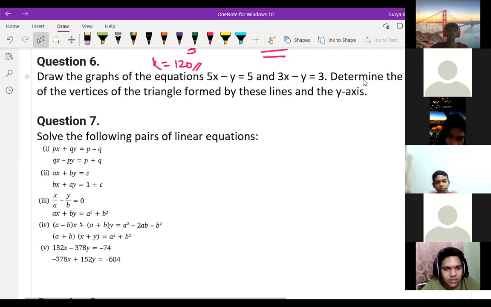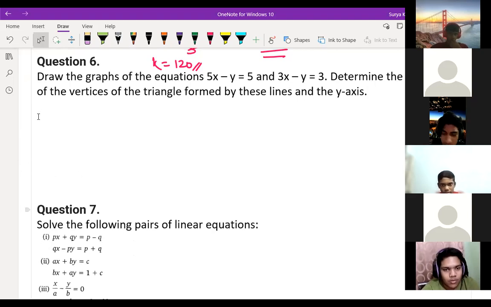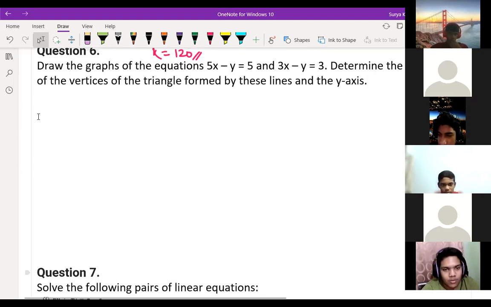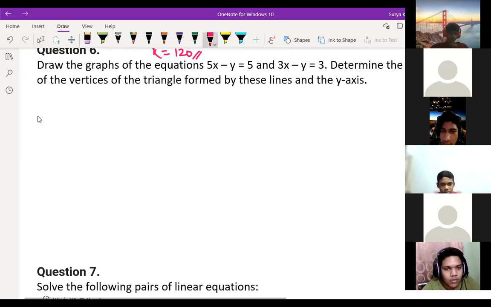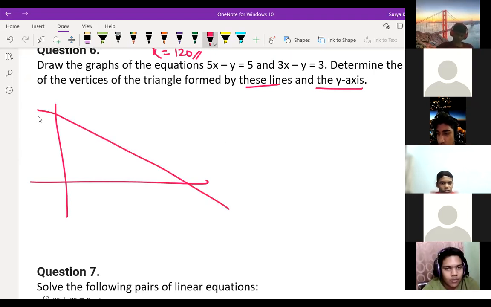Now see this question, children. Draw the graph for the equation. This is easy, children. Nothing is there in this. First, you draw the graph. Then you can determine the vertices of the triangle. Suppose I'm just giving an example to you of how to do this. This type of question always comes in the board exam, children. Try to understand. See, the graph will be there like this. Determine the coordinates of the vertices of the triangle formed by these lines and the y-axis. See, suppose it is coming like this.